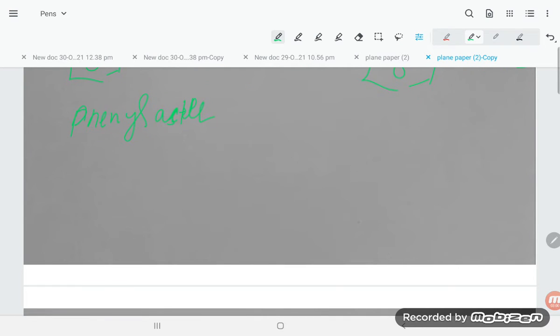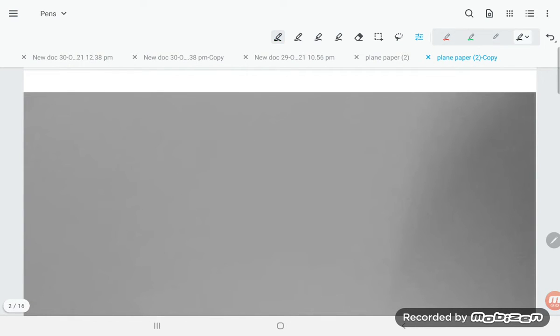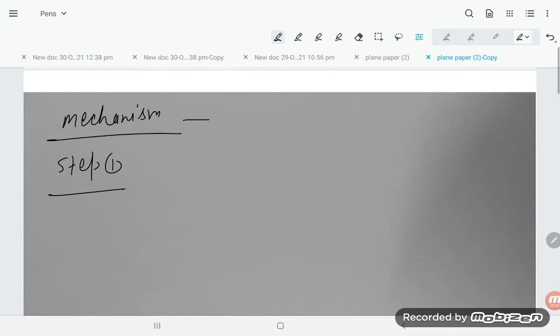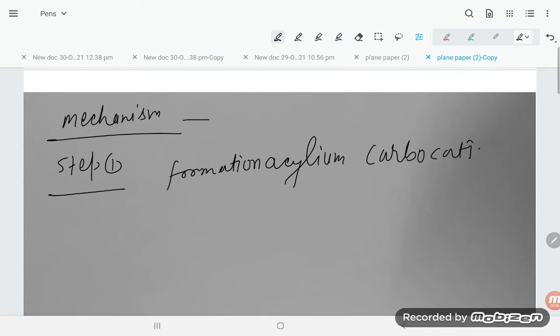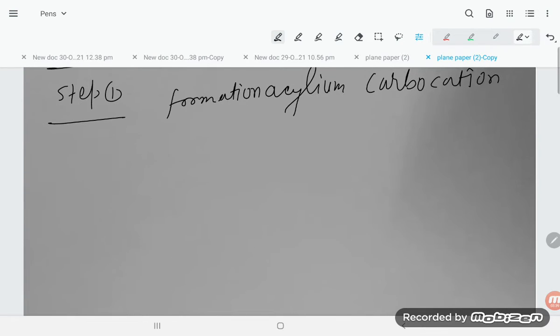Now what we have to do is understand the mechanism of this. It actually involves 2-3 steps, so we are going to understand it step by step. Let us try to understand step number 1. This is the formation of the acylium carbocation.